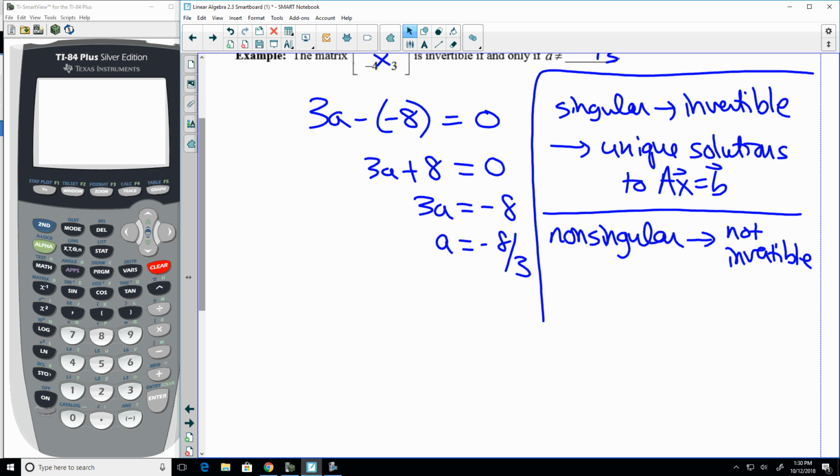Non-invertible is singular. Yeah, I messed that up. Okay, let's scrap that. Sorry.